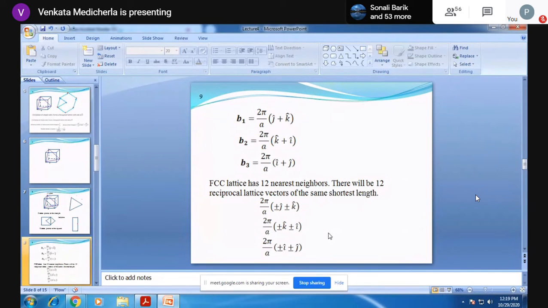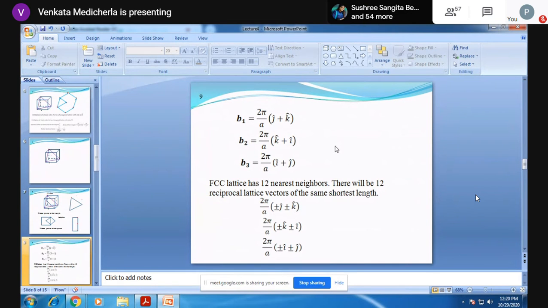All the points will be at the equal distance. What is the distance? You can also calculate: 2π/a into square root of 2. The distance from the origin to all these vectors is 2π/a into square root of 2. That is the nearest neighbor distance in the reciprocal lattice of BCC. Just think that when you have primitive lattice vectors, the shortest reciprocal lattice vector possible is the primitive lattice vector itself. That's the shortest one.